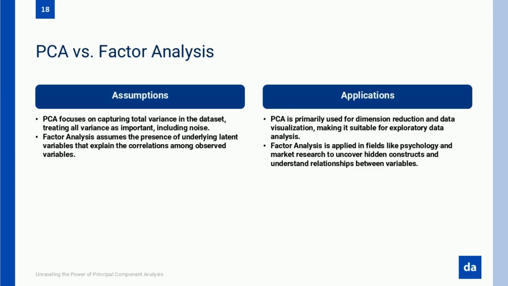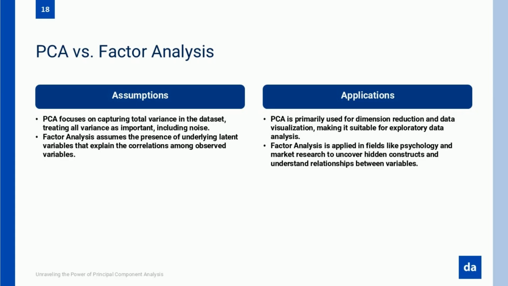Consider a psychological study examining responses to a personality questionnaire. PCA might reduce dozens of questions into several components, representing different aspects of personality based on which questions vary together. Factor analysis would approach the same data set, assuming that underlying unmeasurable psychological constructs like extroversion or openness are causing people to answer certain questions similarly. The results from these approaches can differ dramatically.